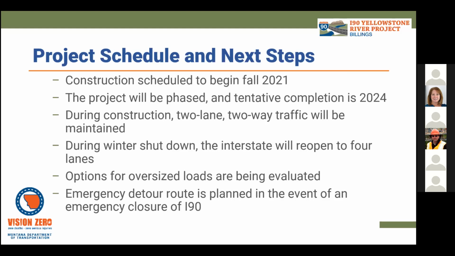During construction, we're going to be maintaining 2-lane, 2-way traffic through the work zone. We are looking at options to navigate oversized loads through the work zone while the work is being completed. Again, during the winter shutdown period, our plan is to open the interstate back up to 4 lanes total. And then we are planning an emergency detour route just in case there's an accident on the interstate in the work zone, or for some reason we have to close the work zone during construction. We have a contingency plan to be able to manipulate traffic around that area.